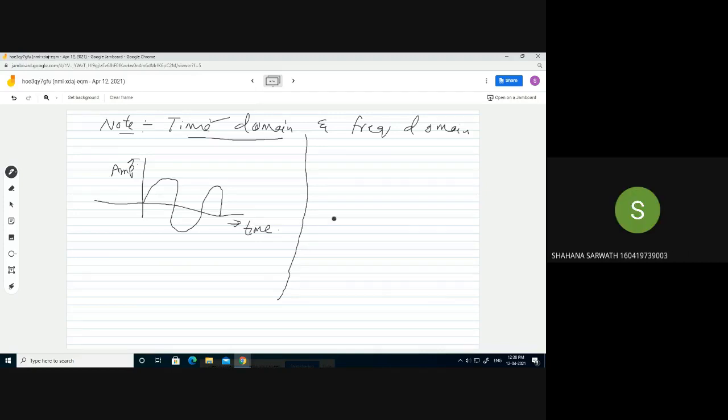Let us see the corresponding signal in the frequency domain. Are you able to see how many frequencies are in this domain?